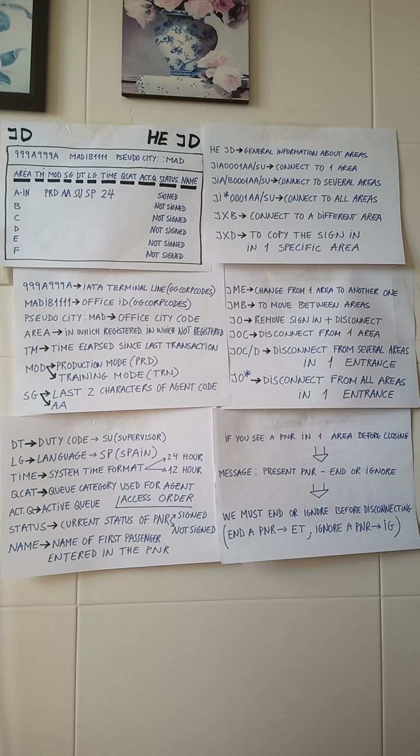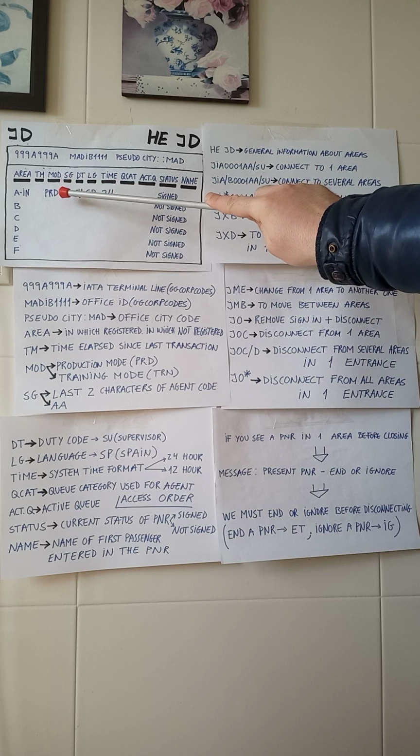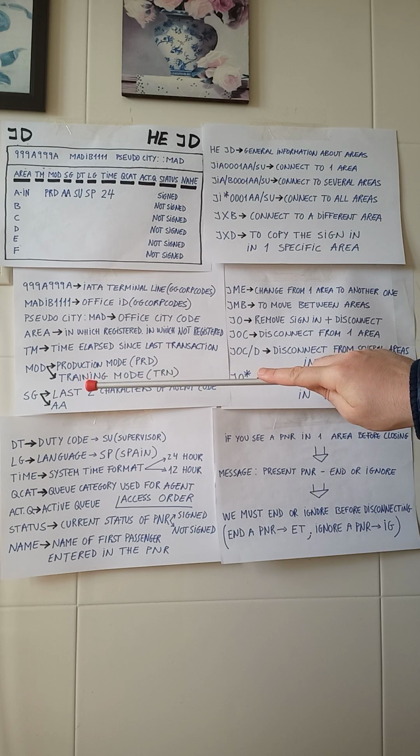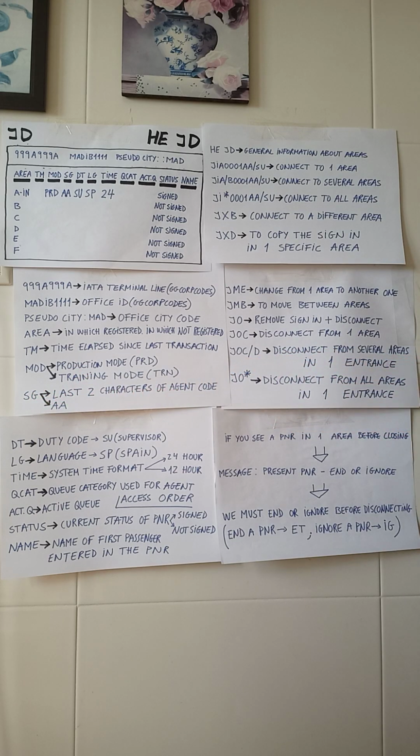The title SG, this one, which is the acronym for signature, refers to the last 2 characters of the agent code, which was explained in the first video I made about logging in. In this case, it's AA because possibly the first letter of the agent's name is A and the first letter of the last name is A. AA. Here you have more information.